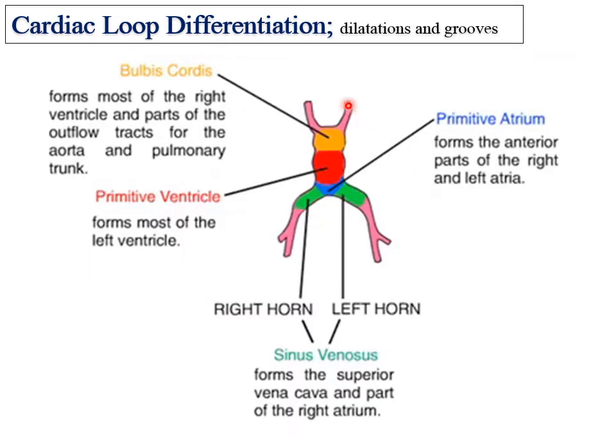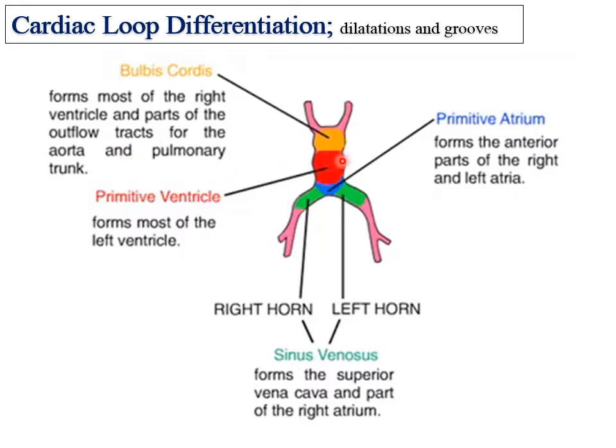If we go to the loop of the heart and the different parts, as we mentioned earlier, we have the bulbus cordis here and the sinus venosus here. Just have those main big structures in mind, please. Let us look now at how the heart chambers will be formed. The bulbus cordis forms most of the right ventricle and parts of the outflow tracts for the aorta and pulmonary trunk.